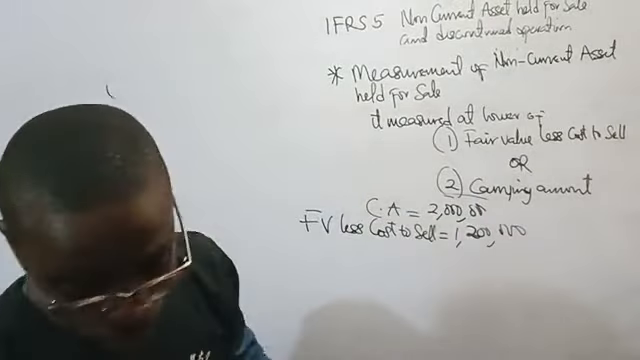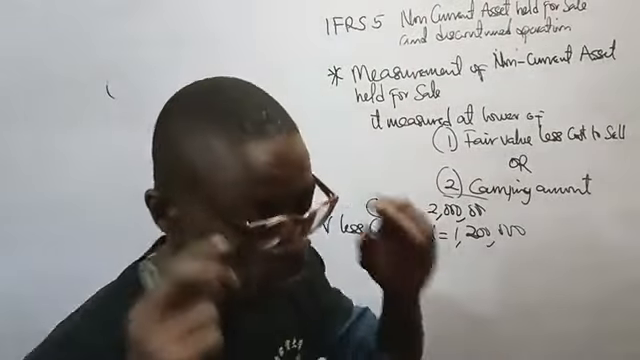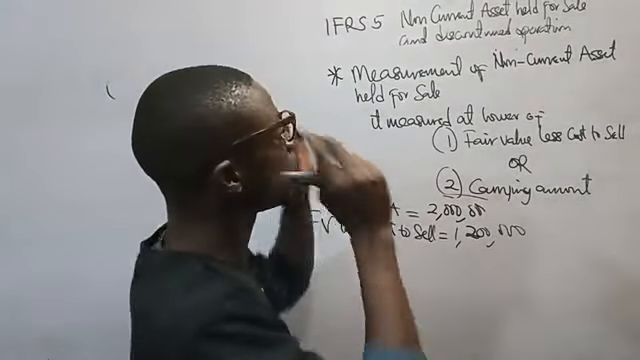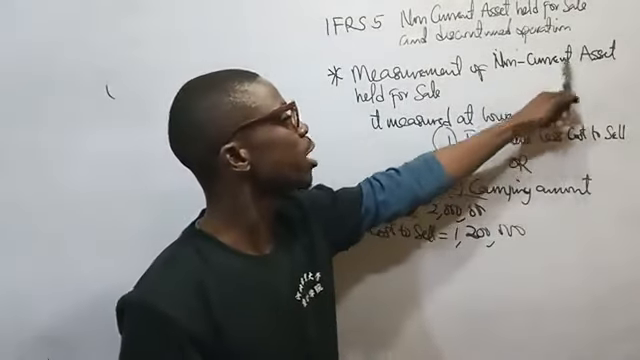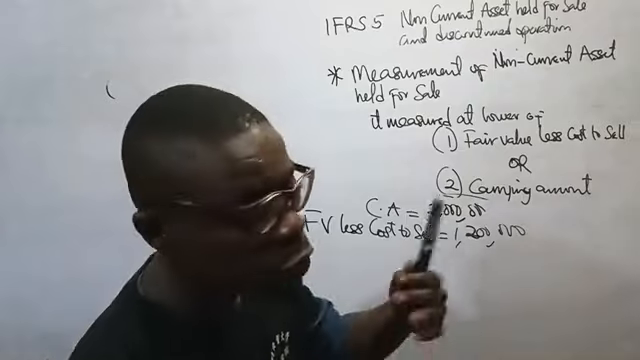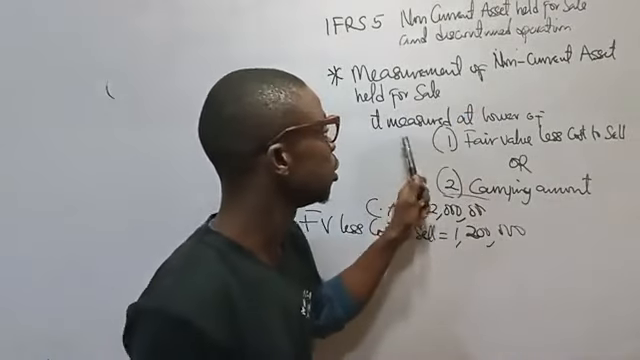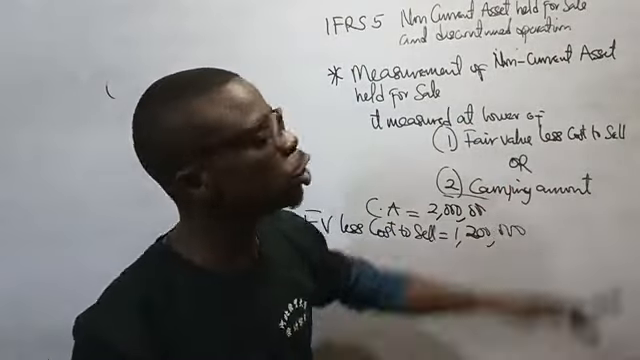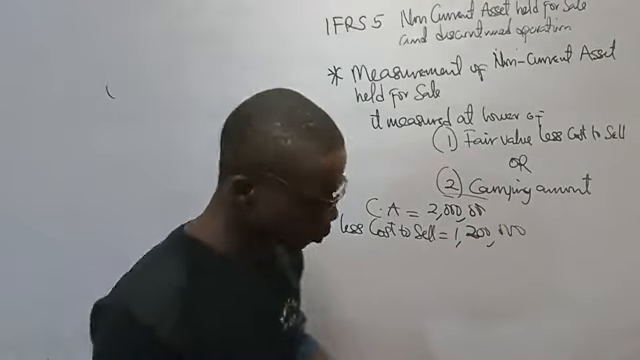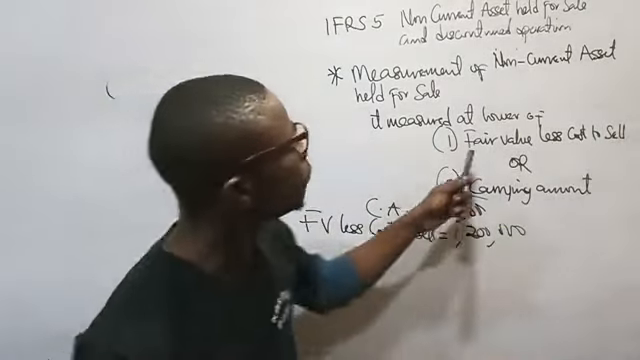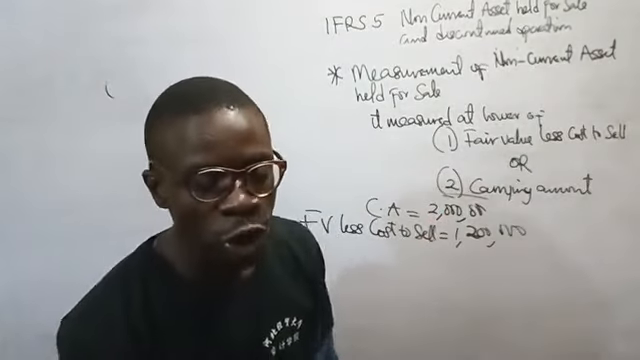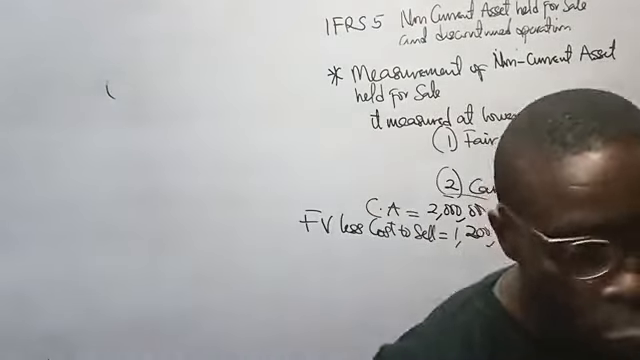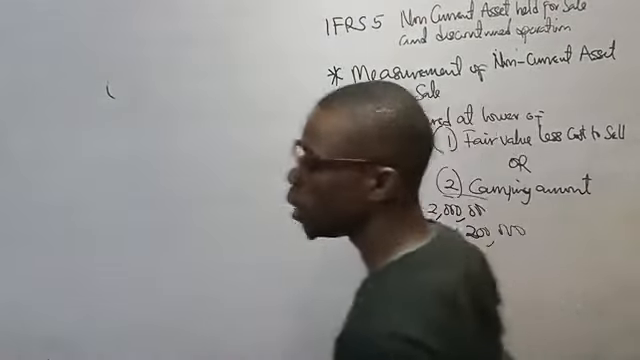So that means the measurement of a non-current asset held for sales: when you want to measure its value, it is measured at the fair value less cost of sales or the carrying amount. So which one is lower between the two? That's what you pick. However, if the fair value is the one lower, you need to recognize impairment loss.